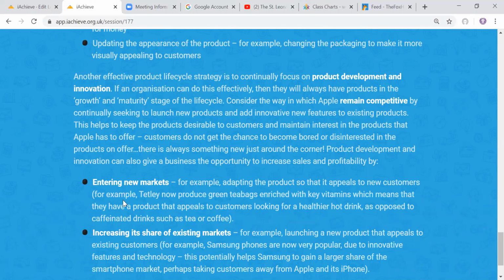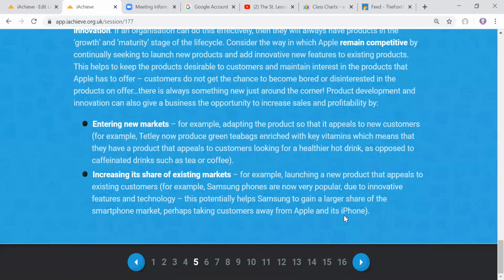So again, there are other ways to extend the life cycle. Entering new markets and increasing its share of existing markets can also help to extend the product life cycle.